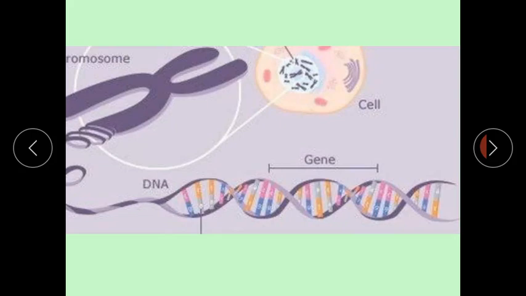You can see in this picture that this is a chromosome and chromosome is made up of double helical strand of DNA. This is a double helical strand of DNA. And you can see here that two strands are wound around each other and this strand is just like a ladder and genes are the smallest unit among them.